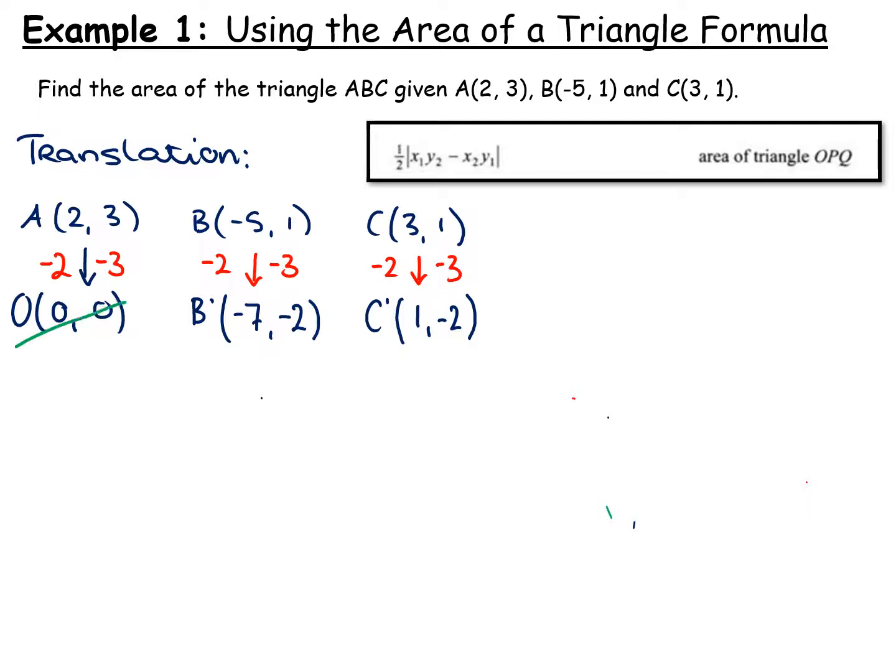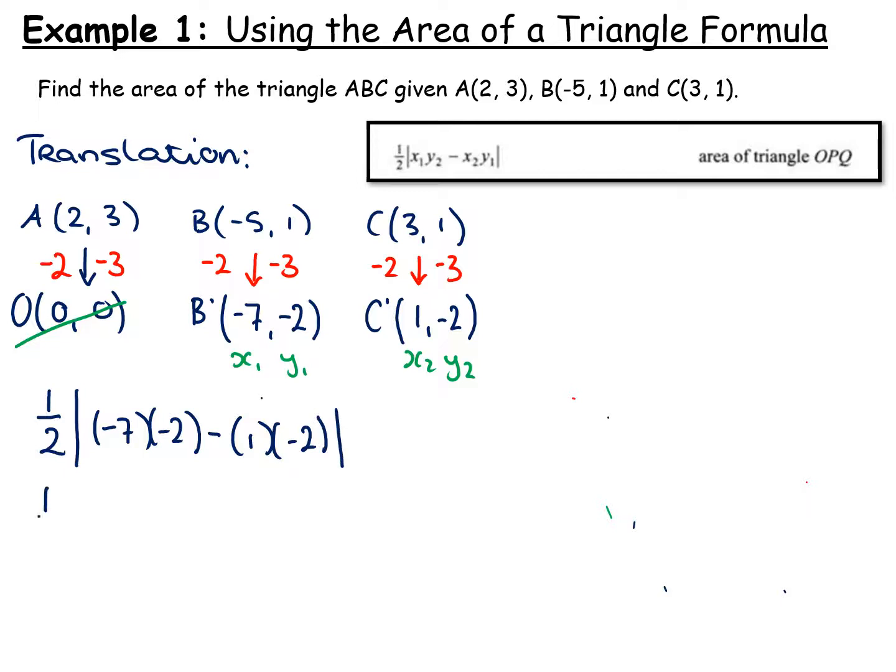We're going to label them. We ignore (0, 0) because that's the point that doesn't go into our formula. We get x1, y1, x2, y2. If you accidentally try to put (0, 0) in your formula, you're going to get an area of 0. So my actual formula is a half, then absolute value signs or modulus signs, which means whatever is in them must be positive. We get -7 by -2, minus 1 by -2. So that's a half.